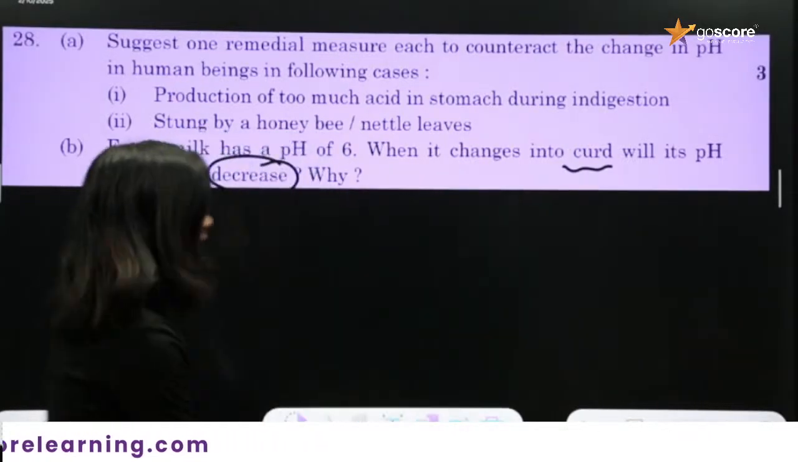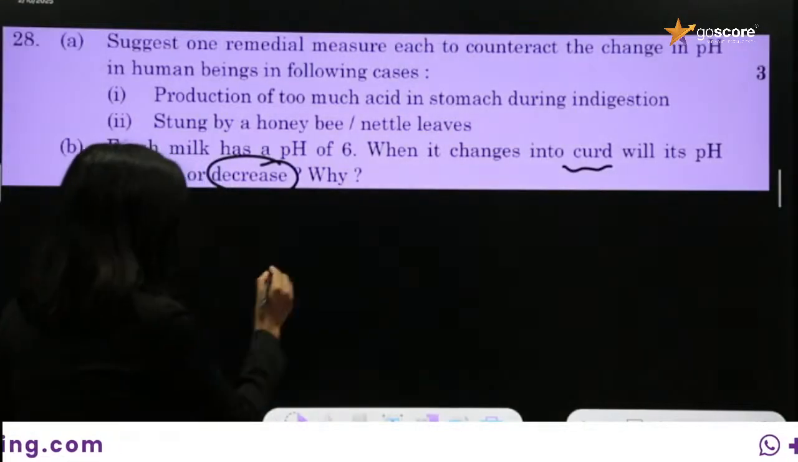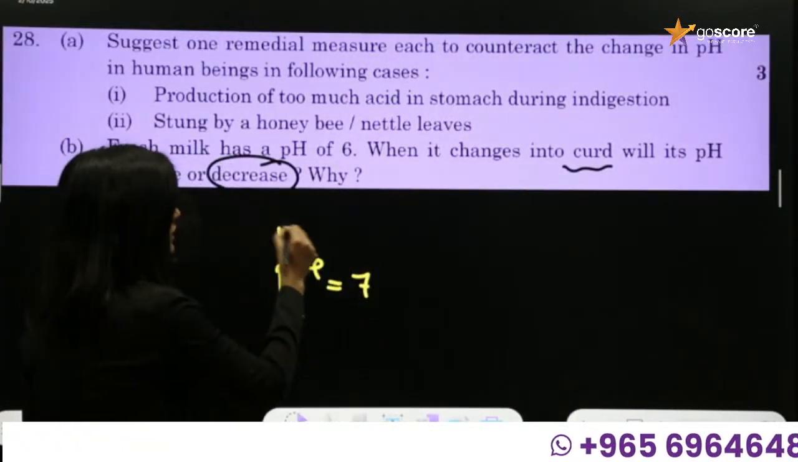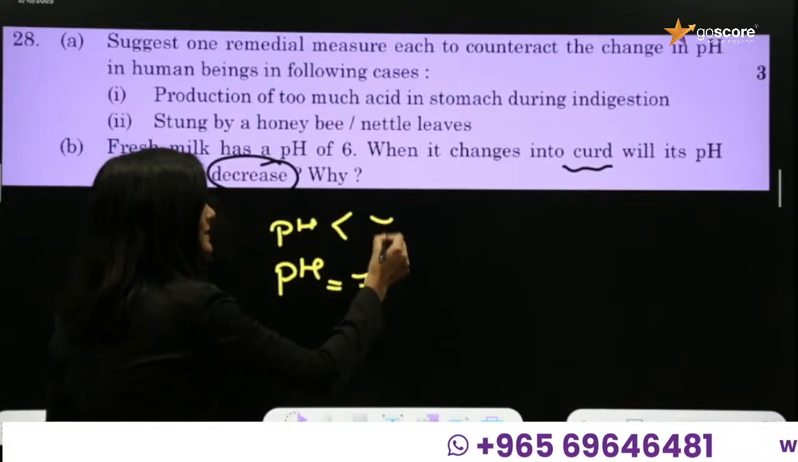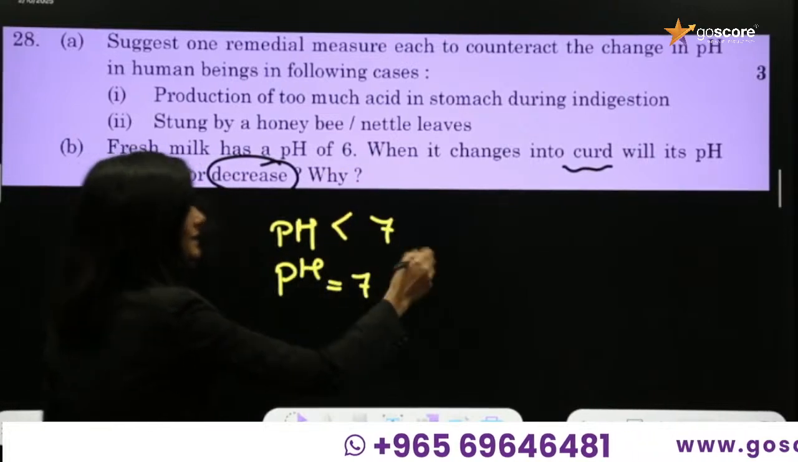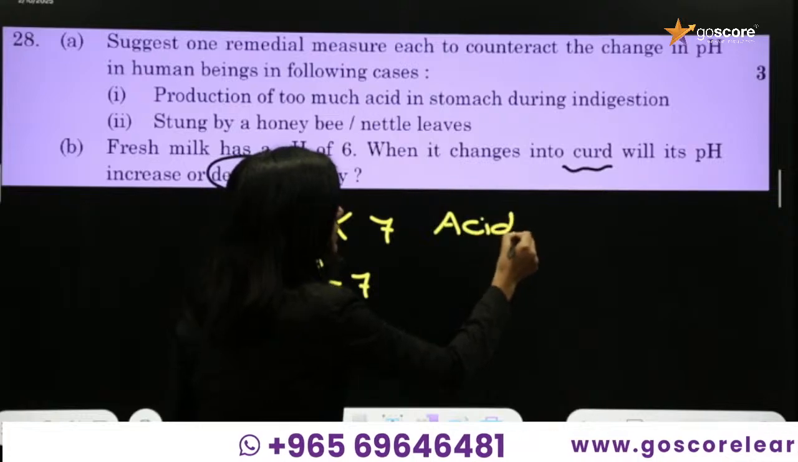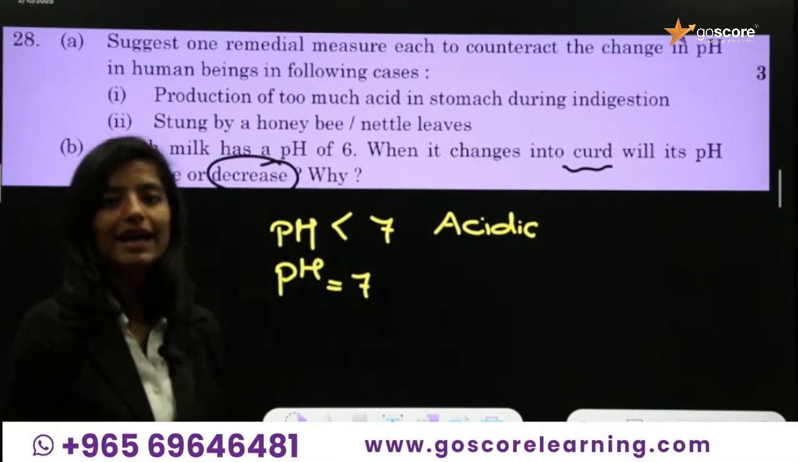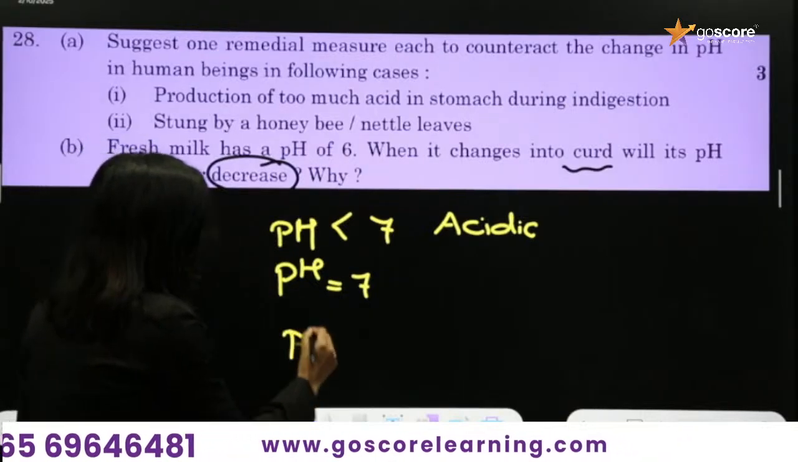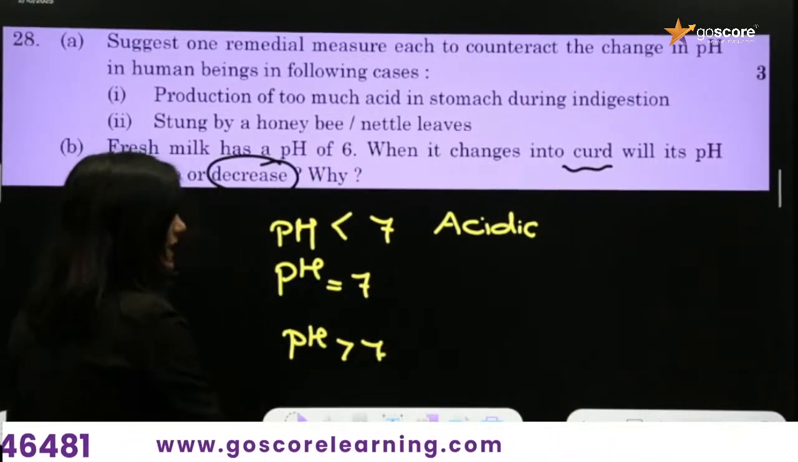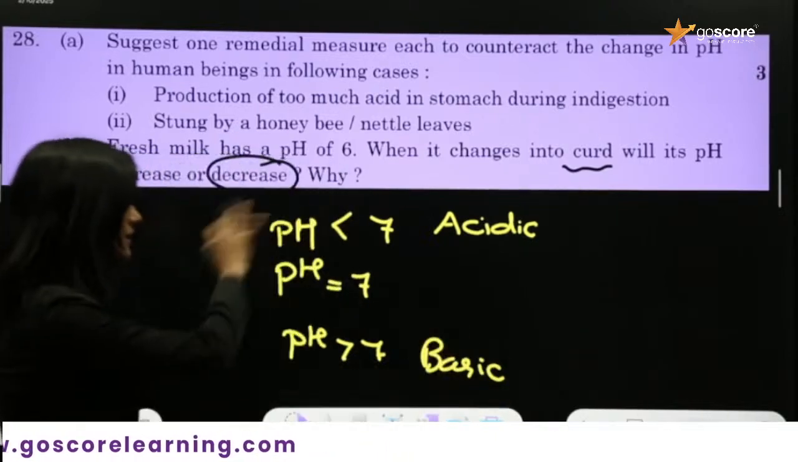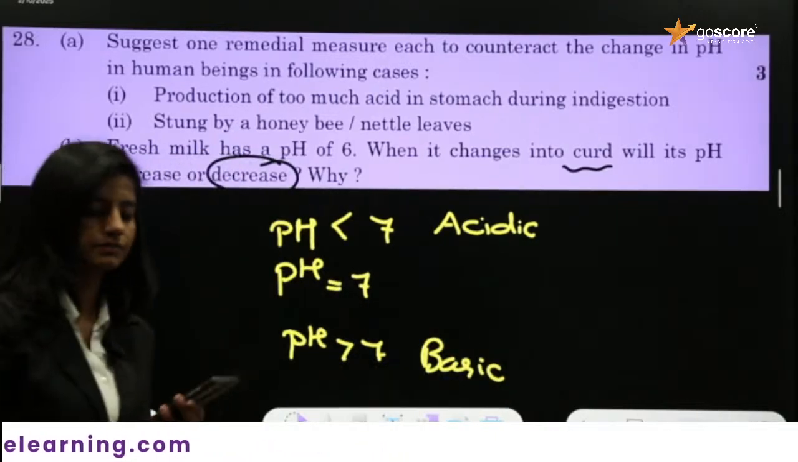You know the pH, right? I hope you know that. If the pH is equal to 7, that is neutral. If the pH is lesser than 7, that's going to be acidic. As we get to lower values, more acidic character will be seen. And if the pH is greater than 7, it will be basic in nature. I hope you know this basic idea about the pH, correct?